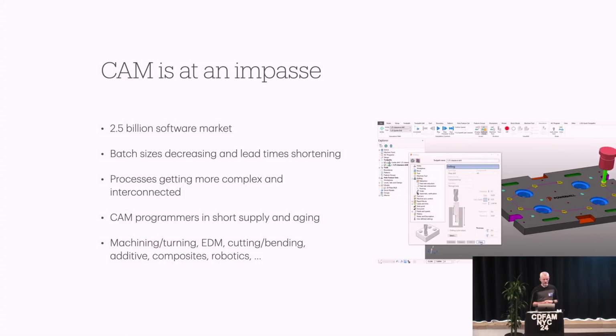And that whole industry is a bit at an impasse. It's estimated to be about a $2.5 billion software market. However, a lot of the batch sizes are becoming smaller. Where things were produced by the millions in the past, now batch sizes are often shrinking because time to market is reducing and lead times are getting shorter. So the engineering effort in generating the program can't be spread out across many, many parts that are produced.